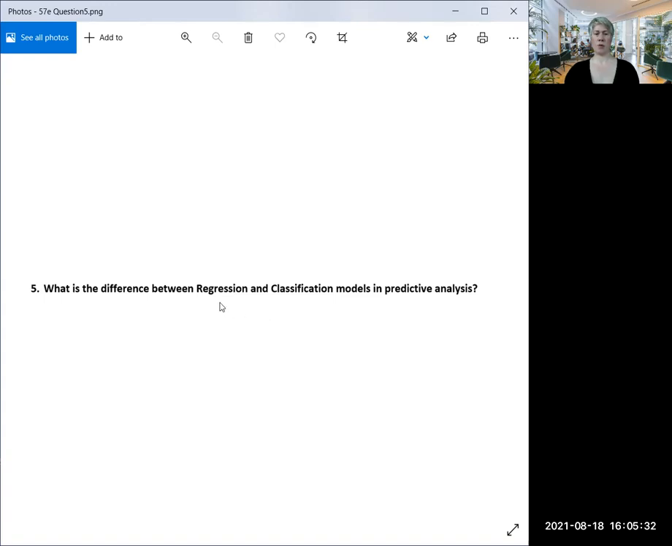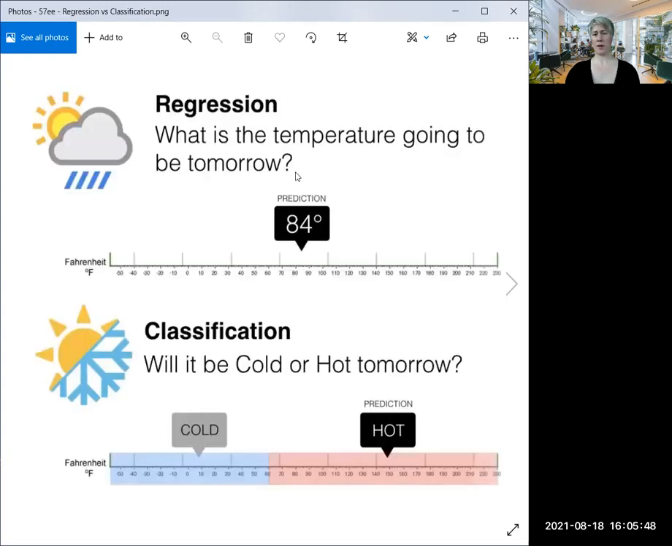So clearly both are concerned with predicting outcomes, but regression is concerned with predicting the value, whereas classification is more concerned with categorization. The example I've got here is regarding the weather. Regression predictive analysis would predict what temperature the weather's going to be tomorrow, whereas classification will define whether it's hot or cold.